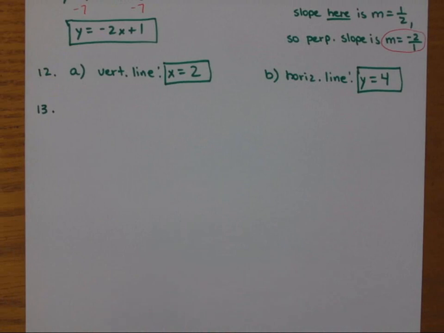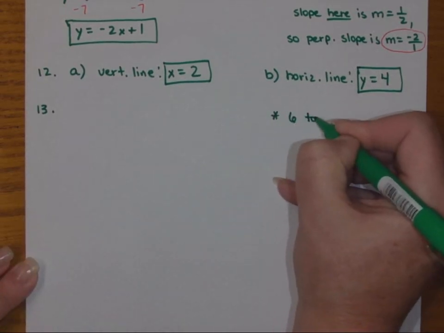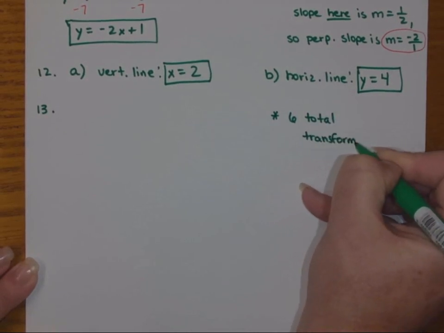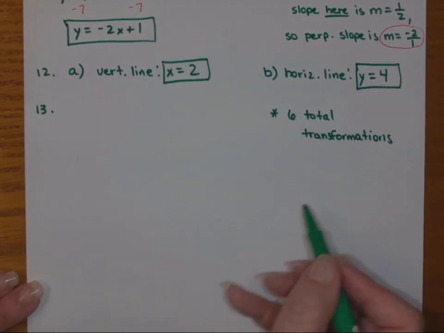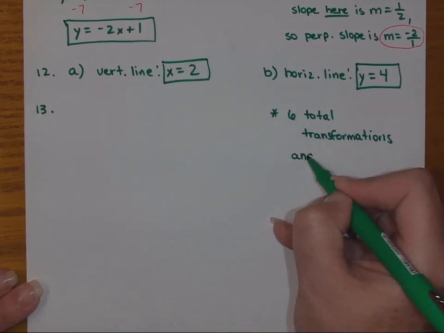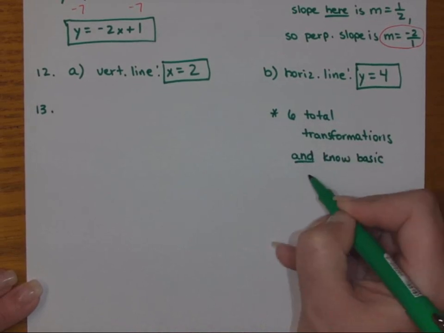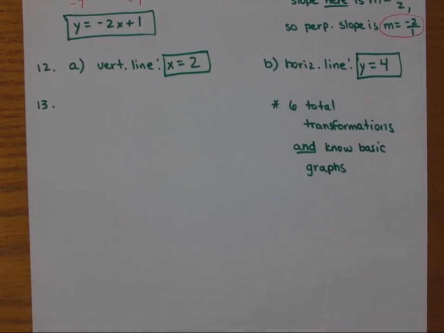Okay, so starting with 13 and 14, that is the section where we talked about transformations of graphs. So just remember that there are 6 total different types of transformations. You're going to need to know them, because any of them are fair game on the test. Make sure you know the 6 transformations, and you need to know the basic common graphs. I handed out a handout for that. If you're online, you should be able to look in D2L and find that handout.